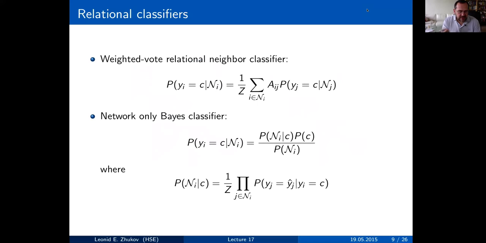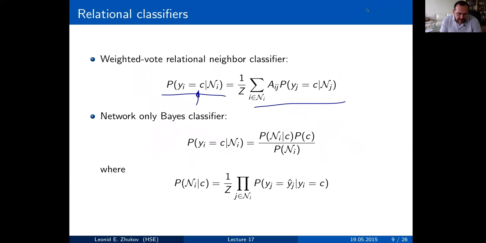Now, speaking about these relational classifiers, the easiest one, as I said, could be, for example, a weighted vote relational classifier, where you can calculate the probability of a particular node to have a certain class as a linear combination of the probabilities of the classes of its neighbors. If you know definitely that the neighbor has a particular class, say the blue class, then this probability is equal to one, right? And so you can calculate the probability based on just the average. Or if it is a regression problem, you just literally average.